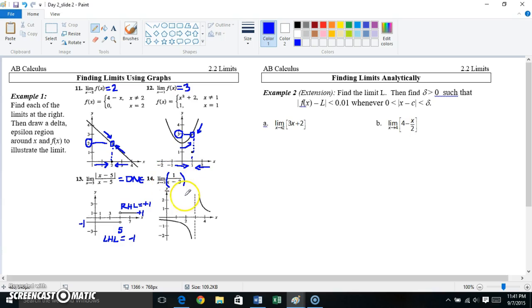Okay, the next graph is a graph of the rational function 1 over x minus 3. It has a vertical asymptote at x equals 3. As x approaches 3 from the left, the function approaches -infinity. As x approaches 3 from the right, our function approaches +infinity. So the left-hand limit and the right-hand limit are not the same, and we're going to say that this limit does not exist.